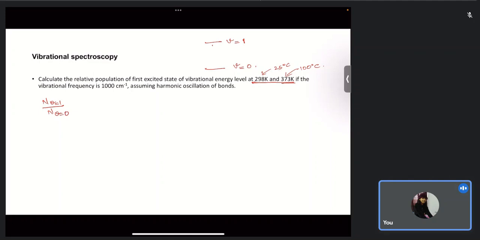So it depends upon how many molecules are present in V is equal to 1 versus V is equal to 0. So this is going to be e raised to minus delta E by kBT. So here delta E is going to be hc nu bar. So we have been given the vibrational wave number, so this is going to be hc nu bar. This is in centimeter.